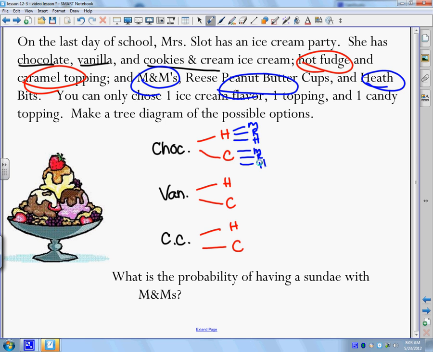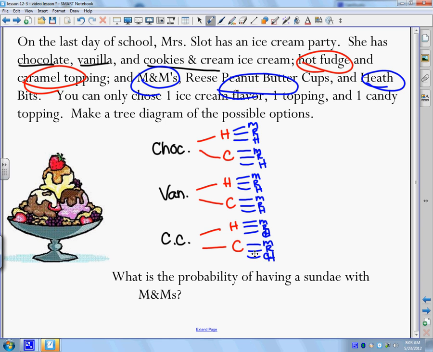And you just kind of go right in order from what they told you in the problem. Notice I started with what they gave me first. They gave me the ice cream choices. And then I started with the chocolate, hot fudge, or caramel. And then I do the last one, the M&M's, Reese's, or Heath. Whoops, I put caramel. Heath. So these are all my possible outcomes.